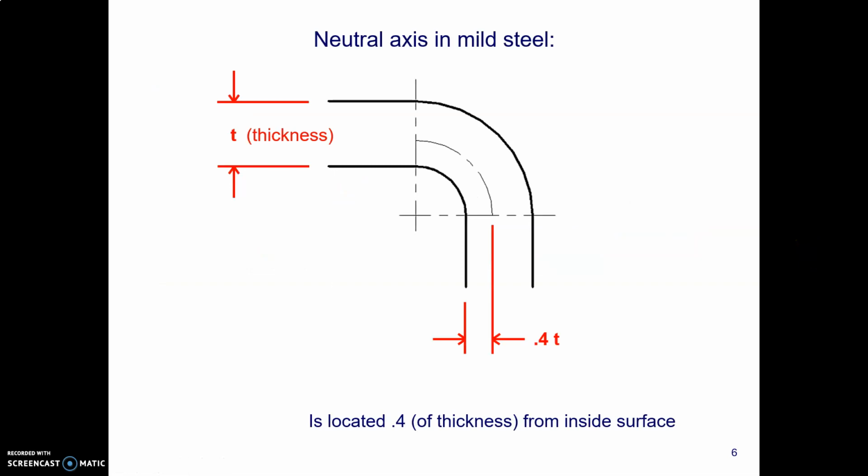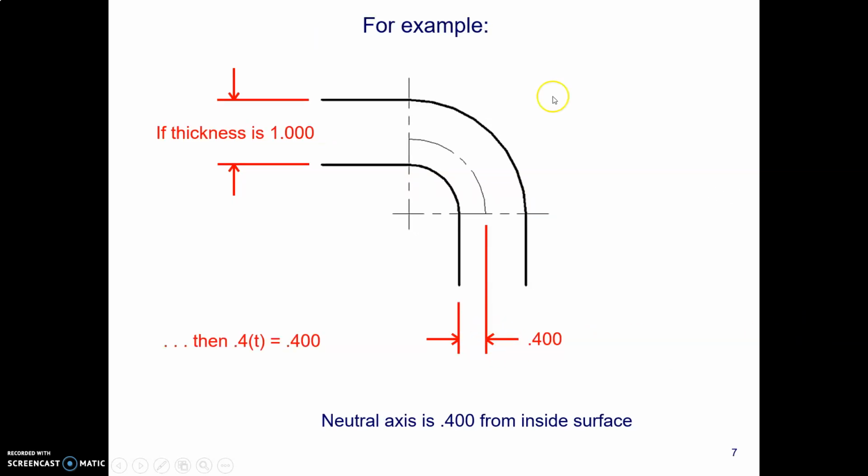Where is that neutral axis? In mild steel, A36, the neutral axis is 0.4 of the thickness of the metal in from the inside of the bend. And let me just say that this is for mild steel. Different metals have different coefficients for the thickness, and you can look them up in Machinery's Handbook. So we're just talking about mild steel. So it's 0.4 of the thickness in from the inside bend.